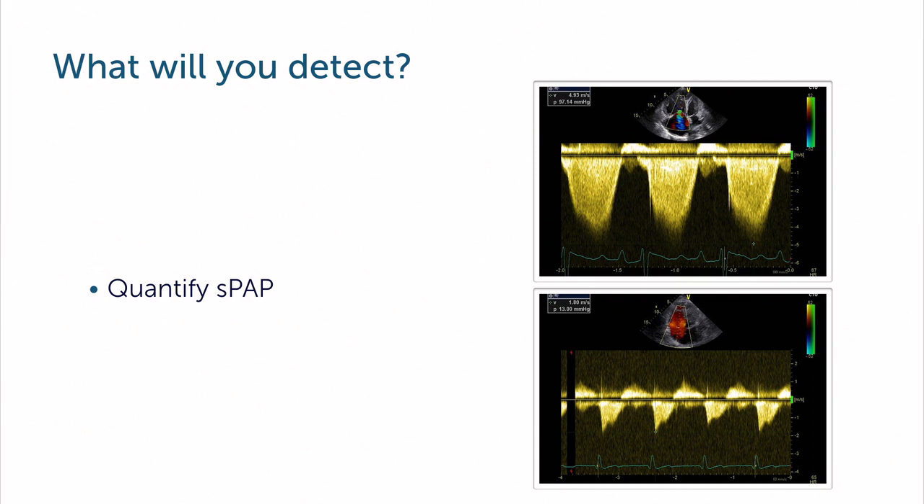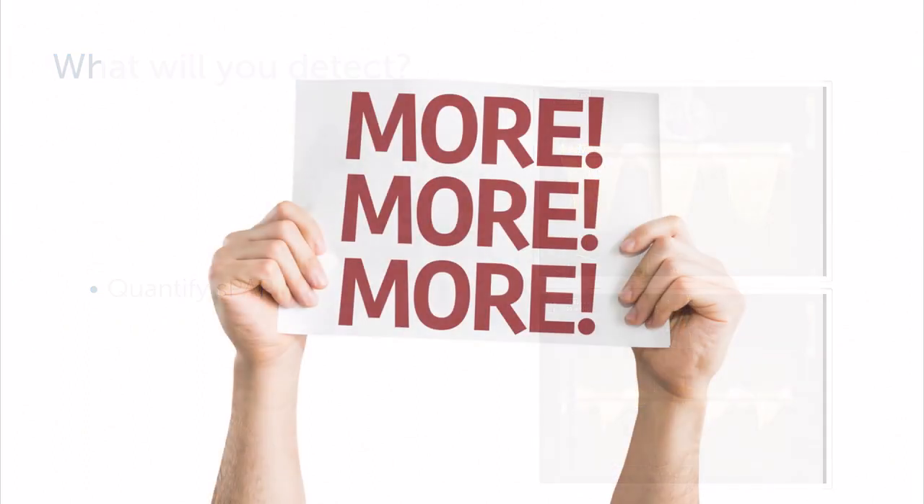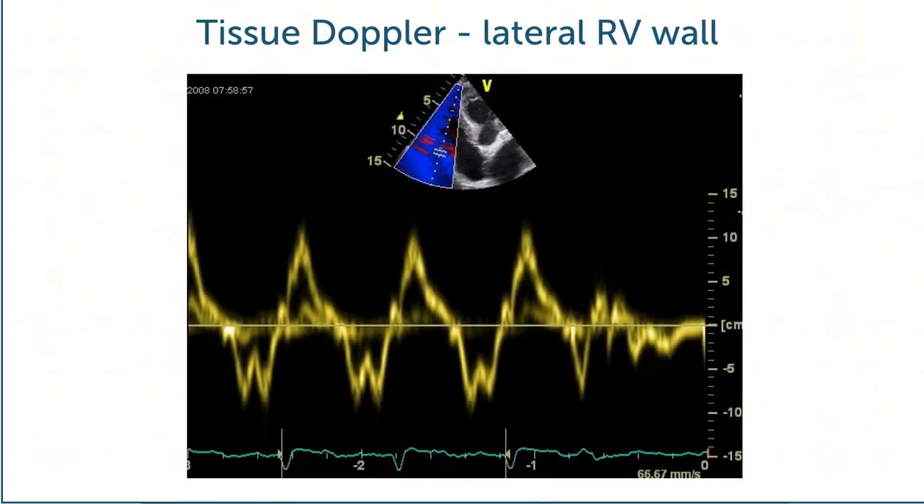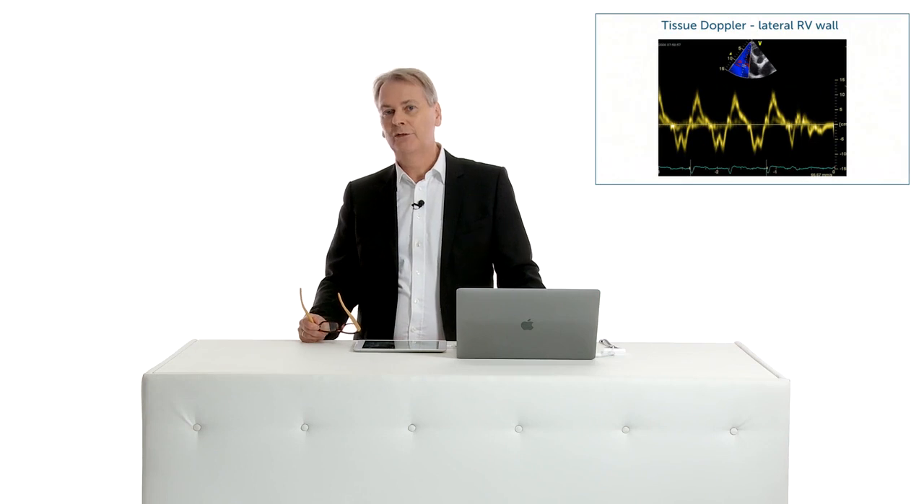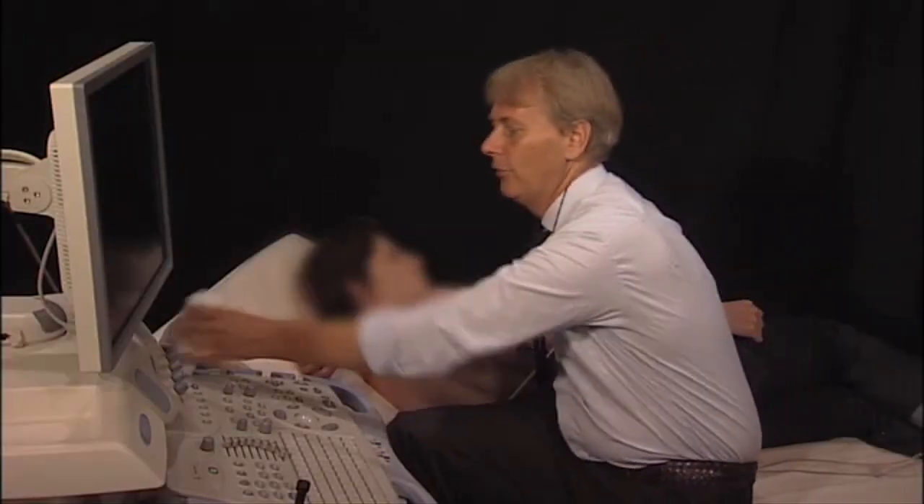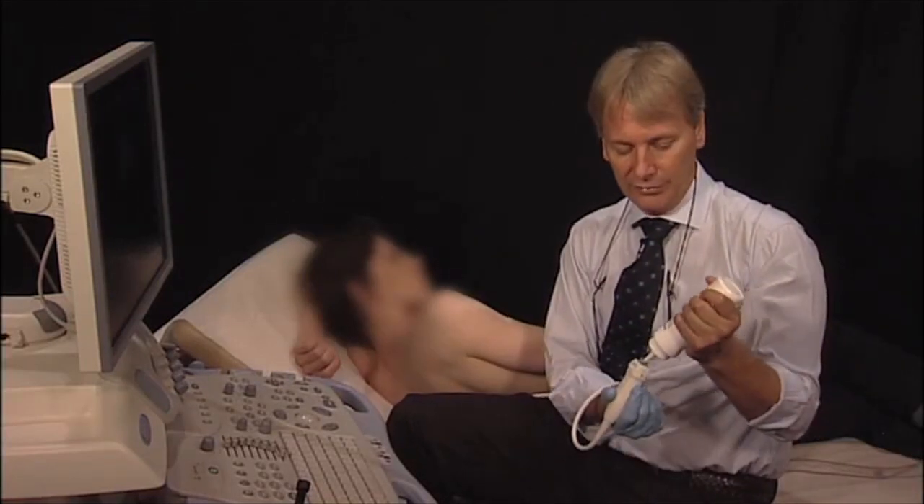Mainly to look at systolic pulmonary artery pressure. Of course, we'll talk much more on this topic in the chapter on TR and pulmonary hypertension. Now let's go back to tissue Doppler and see how we can use tissue Doppler for the assessment of right ventricular function. This is how you would perform a tissue Doppler evaluation of right ventricular function.